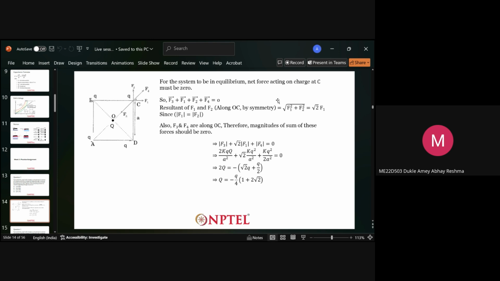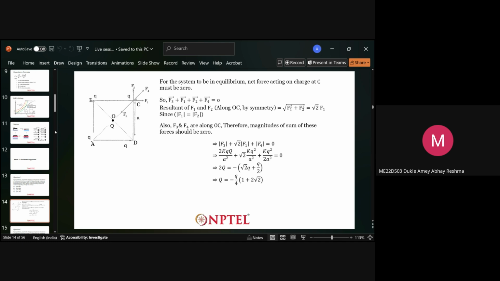So you get F1, F2, F3, and F4. You have already used Coulomb's law, and based on Coulomb's law, you find the value of Q. So these are the calculations for how you do it. The first is F. You find first F1.